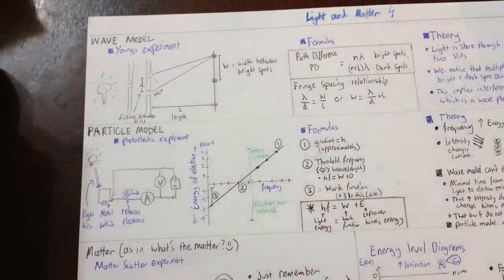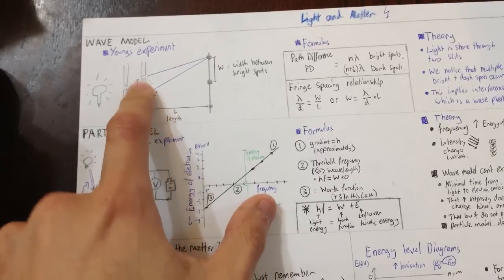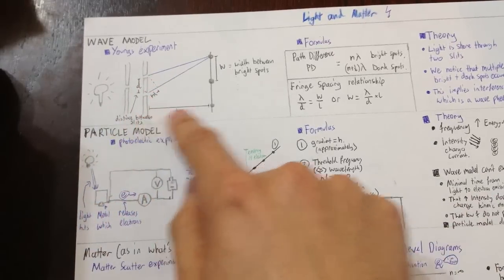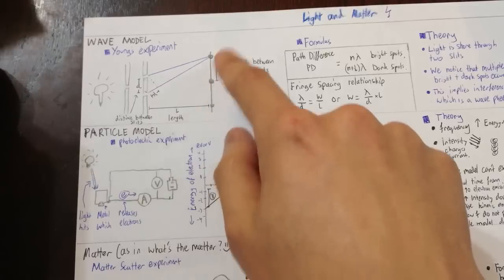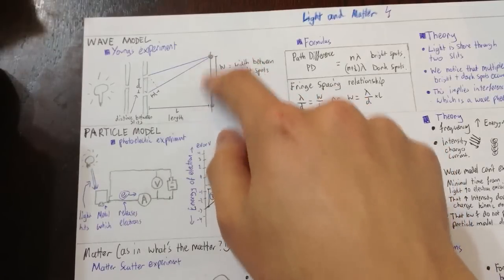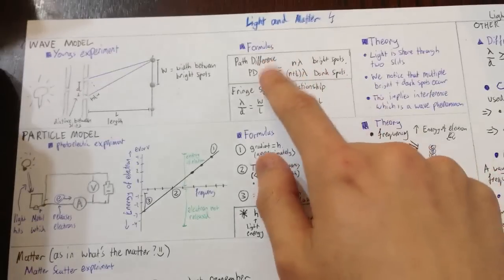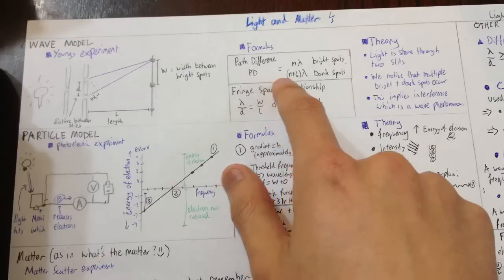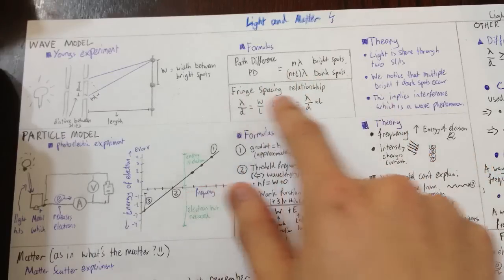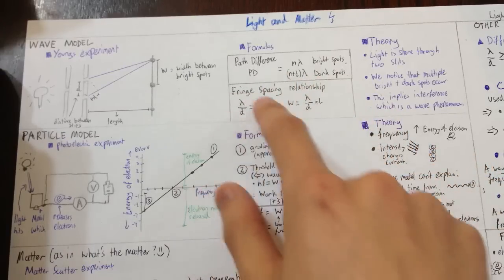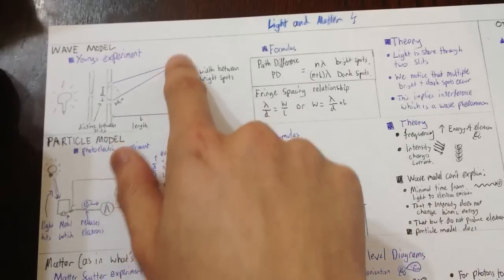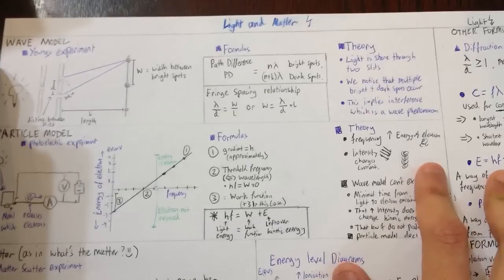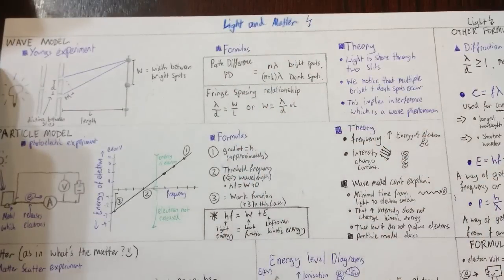And this is also our diagram. So this D is our slit separation. This lambda is our wavelength. This length L is the distance from the slits to the screen, and W is the width between the bright spots. And there's only two formulas for Young's experiment, actually. Path difference, which is n lambda for bright spots, and then plus half lambda for dark spots, and the fringe spacing relationship, which is a way of relating the width between the bright spots to all these other variables. And we'll go through an example of how to use both these formulas now.